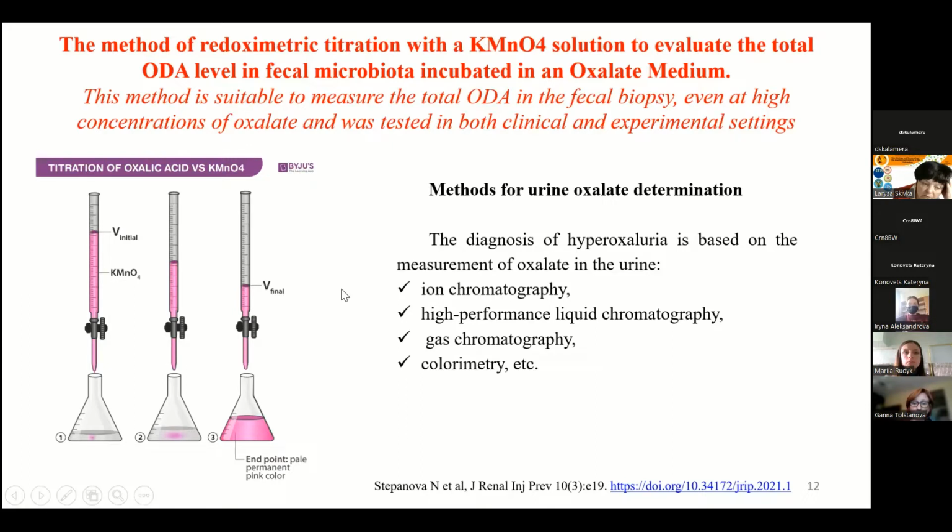And here you can see the list of widely accepted methods. They are good, they are precise, but they are very expensive, and they need special equipment and trained specialists to run them. And we just adjusted a very commonly used method, potassium permanganate, to check the total oxalate degrading activity in the feces.